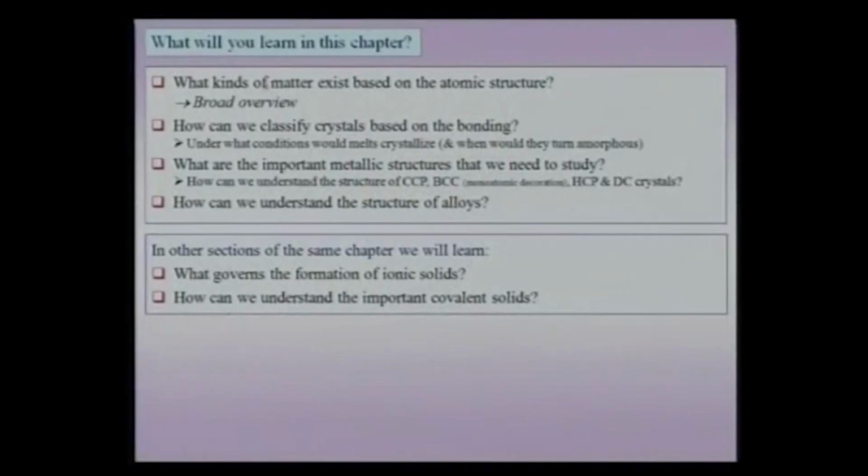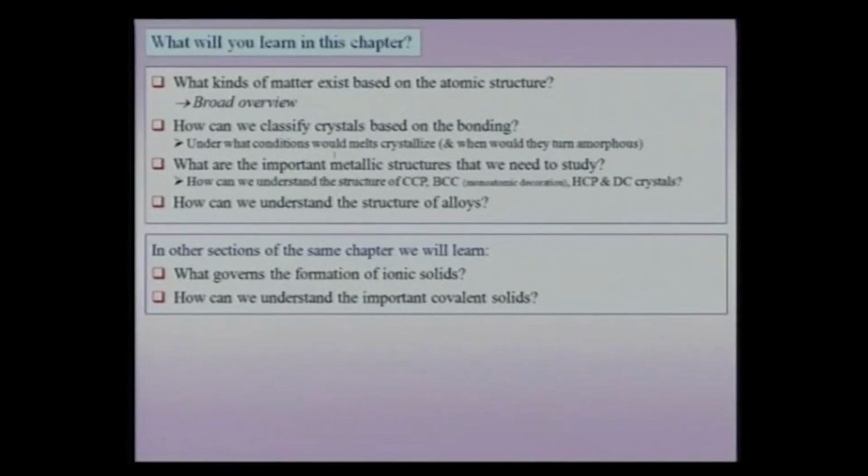So what is it that we plan to learn in this chapter? We will try to understand how matter can be classified, and this will be a very broad overview, and often some of these concepts we will not deal with in this elementary course, but it is good for a student to know that there are these additional things, and some of us later on may want to worry about these. We would like to know how to classify crystals based on bonding. We have already seen bonding in materials, but this is especially a classification of crystals based on bonding, and briefly we will consider how things may, for instance, amorphize or stay crystalline.